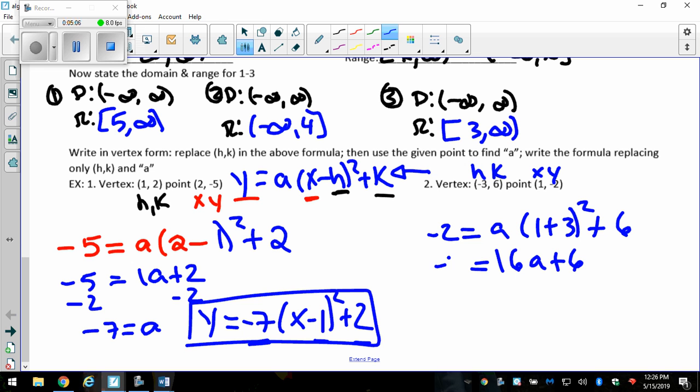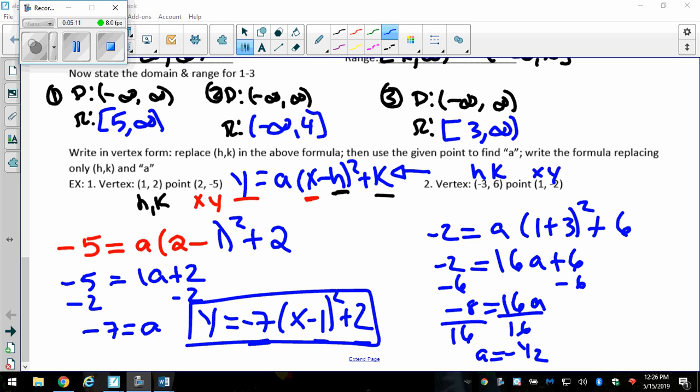So subtract 6 from both sides and divide by 16. Your A equals negative 1/2. When we plug it in for our final answer, you'll have y equals your A, and then plug in your vertex here. And that right there is your final answer.